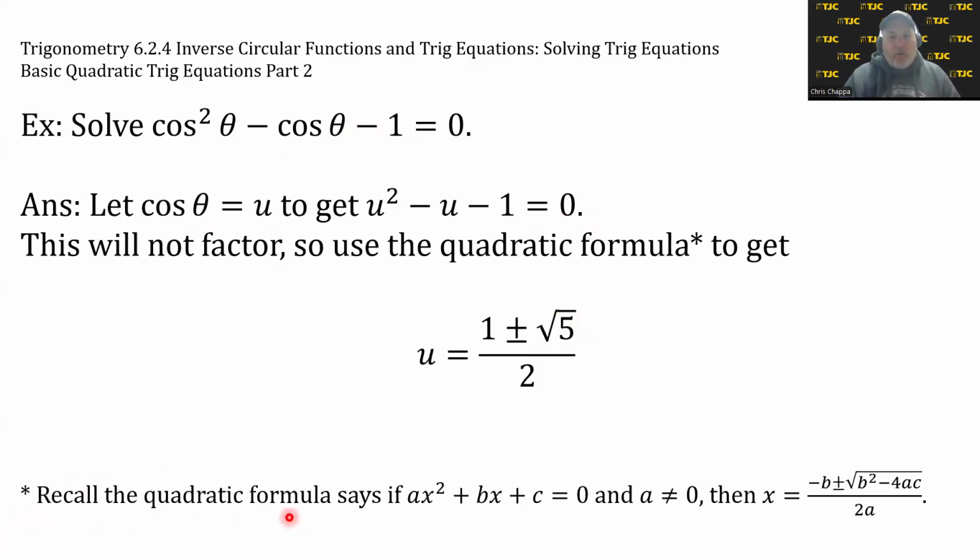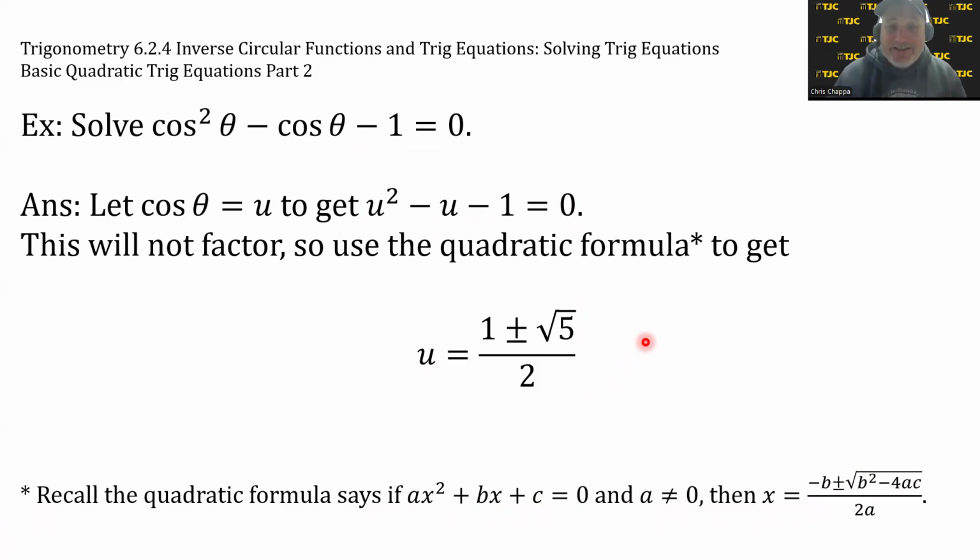I will remind you that the quadratic formula says if ax squared plus bx plus c equals 0 and a is not equal to 0, then x equals negative b plus or minus the square root of b squared minus 4ac over 2a. If you're not confident that you can get there, pause the video right now, apply the quadratic formula to u squared minus u minus 1 equals 0 until you convince yourself that you can get u equals 1 plus or minus square root of 5 over 2.